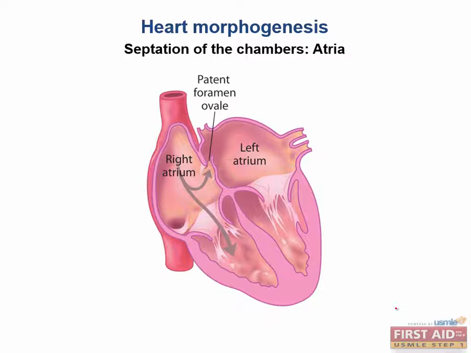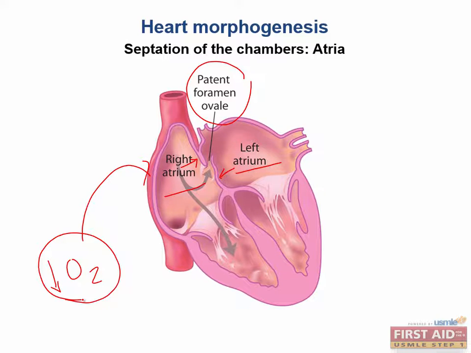So if fusion of the septum primum and the septum secundum does not occur, we do not get a fossa ovalis. Instead, we have a patent foramen ovale. This is now an abnormal communication after birth between the right and the left atrium. It will allow deoxygenated blood from the venous circulation to bypass the right ventricular and pulmonary circulation and go straight into the left atrium. So how are you going to be tested on this?